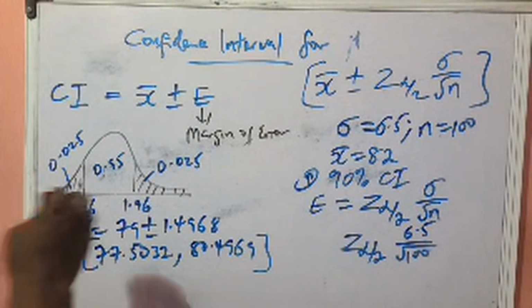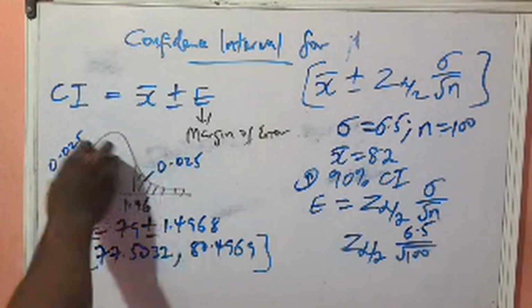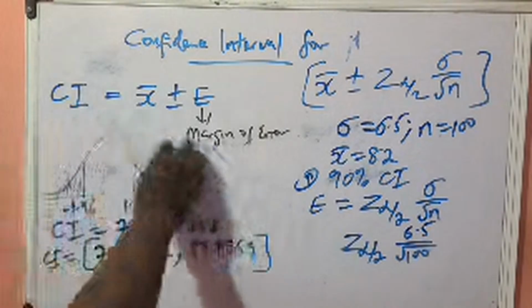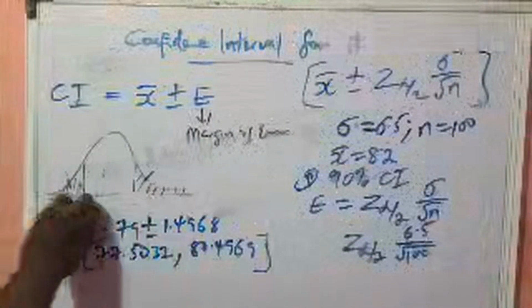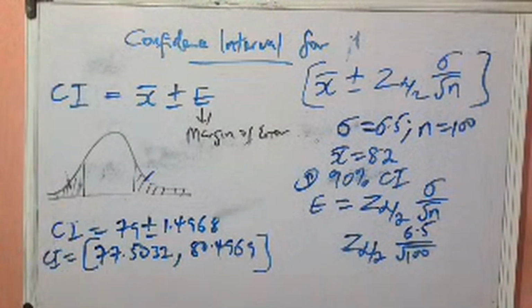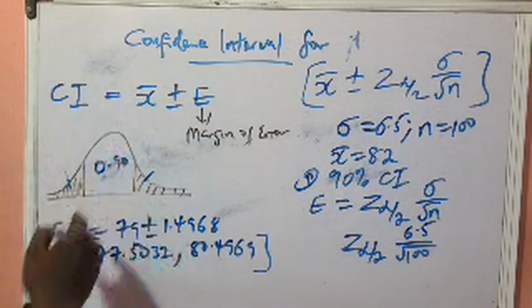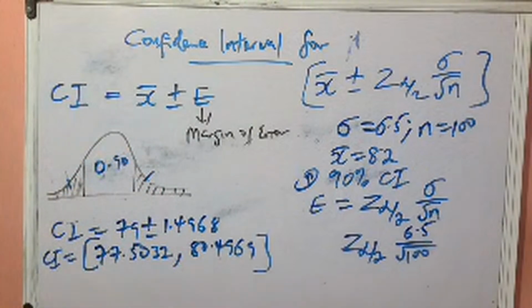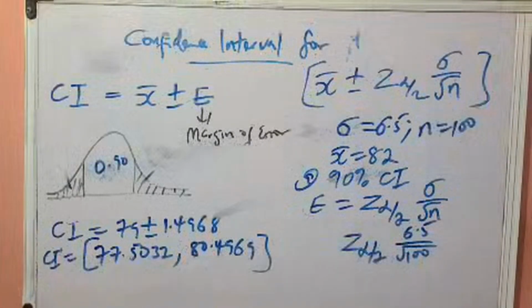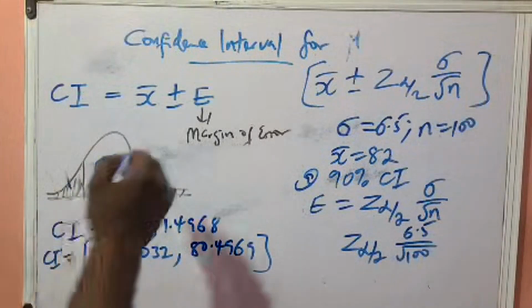Now, in this case, we're dealing with 90%. Of course, 90% will have a different Z value to that of 95%. So this is going to be 0.90. The alpha there will be 0.1. Dividing 0.1 by 2, you'll have 0.05.